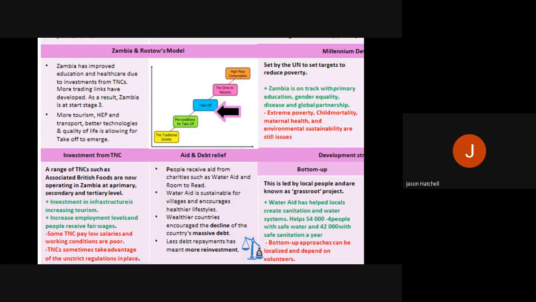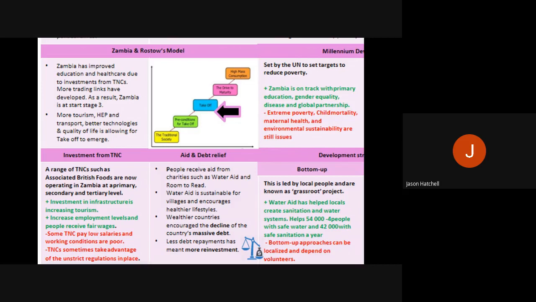So some of the benefits of that TNC then being in Zambia is that it does invest in infrastructure and is increasing tourism. So more infrastructure, roads, railways, airports, ports, and so forth, denotes that more people will be aware of Zambia, and it already has fantastic wildlife. And so if more people are aware of Zambia and the infrastructure is better to get there and get around Zambia, tourism will also increase. So it has some benefits there.